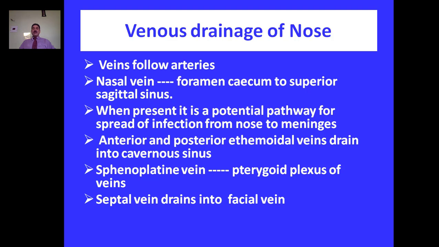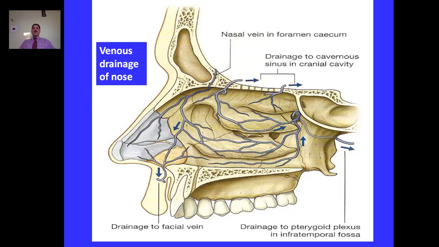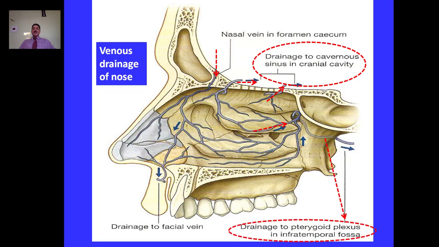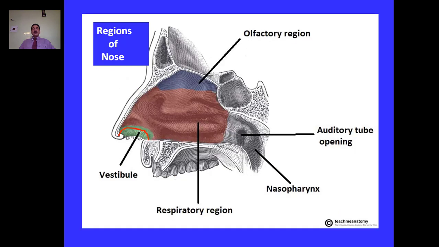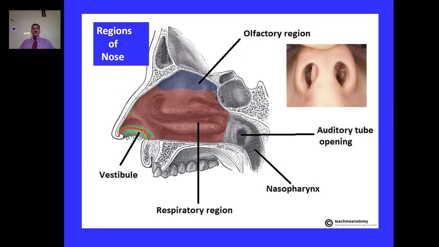Anterior and posterior ethmoidal veins drain into the cavernous sinus. Sphenopalatine veins drain into the pterygoid plexus of veins. The septal vein drains into the facial vein. So the nasal vein drains into the superior sagittal sinus when present. Anterior and posterior ethmoidal veins drain into the cavernous sinus, sphenopalatine veins drain into the pterygoid plexus of veins, and the septal vein drains into the facial vein, as shown in this diagram.